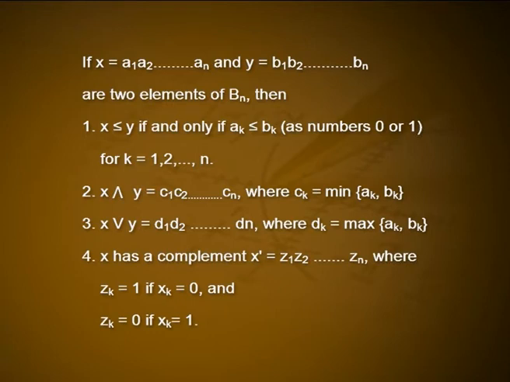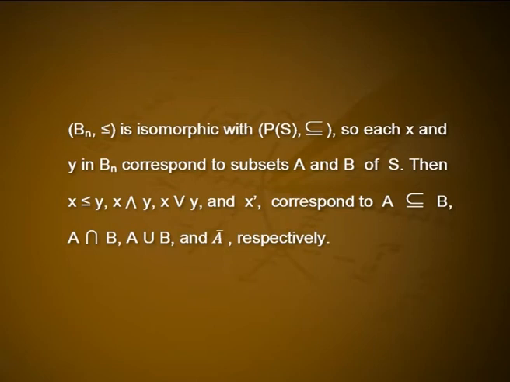and x has a complement x dash which is equal to z1, z2 etc. zn, where zk is equal to 1 if xk is 0 and zk is equal to 0 if xk is equal to 1. The truth of these statements can be seen by noting that Bn with less than or equal to is isomorphic with P of S with set containment.